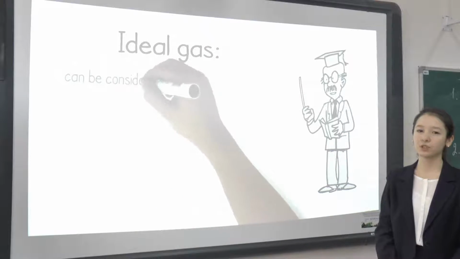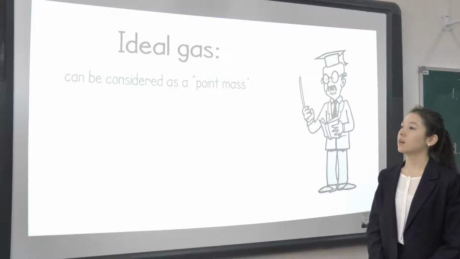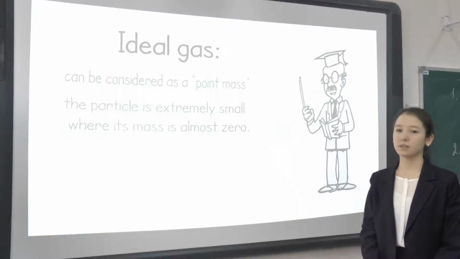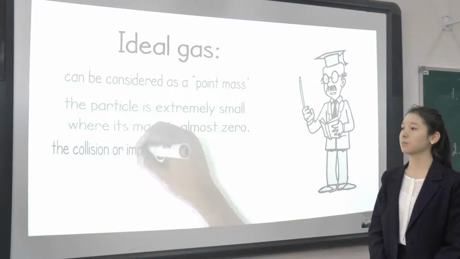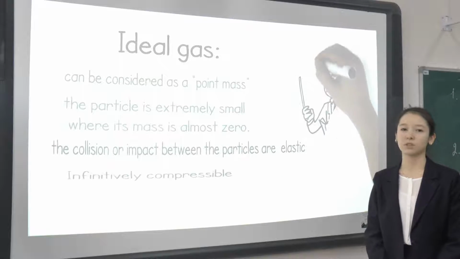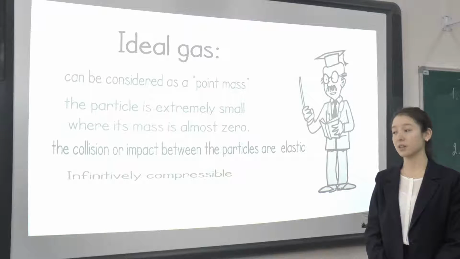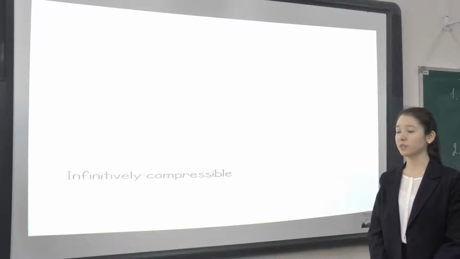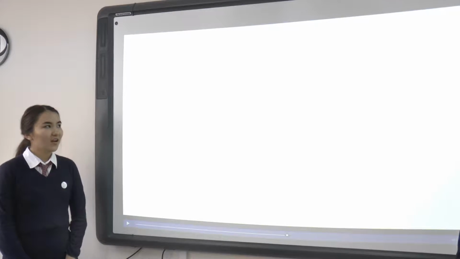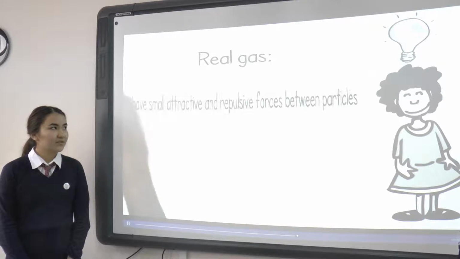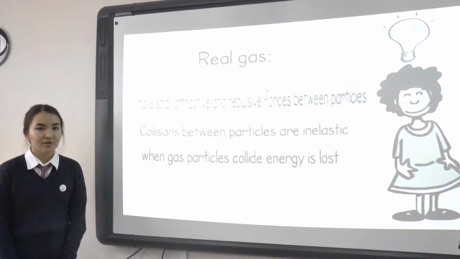So there are some key features about ideal gas. The particles of ideal gas are extremely small, and their mass is almost zero. The second one is the collisions or impacts between the particles are elastic. And finally, infinitely compressible. In comparison with ideal gas, the real one really does exist in our world.